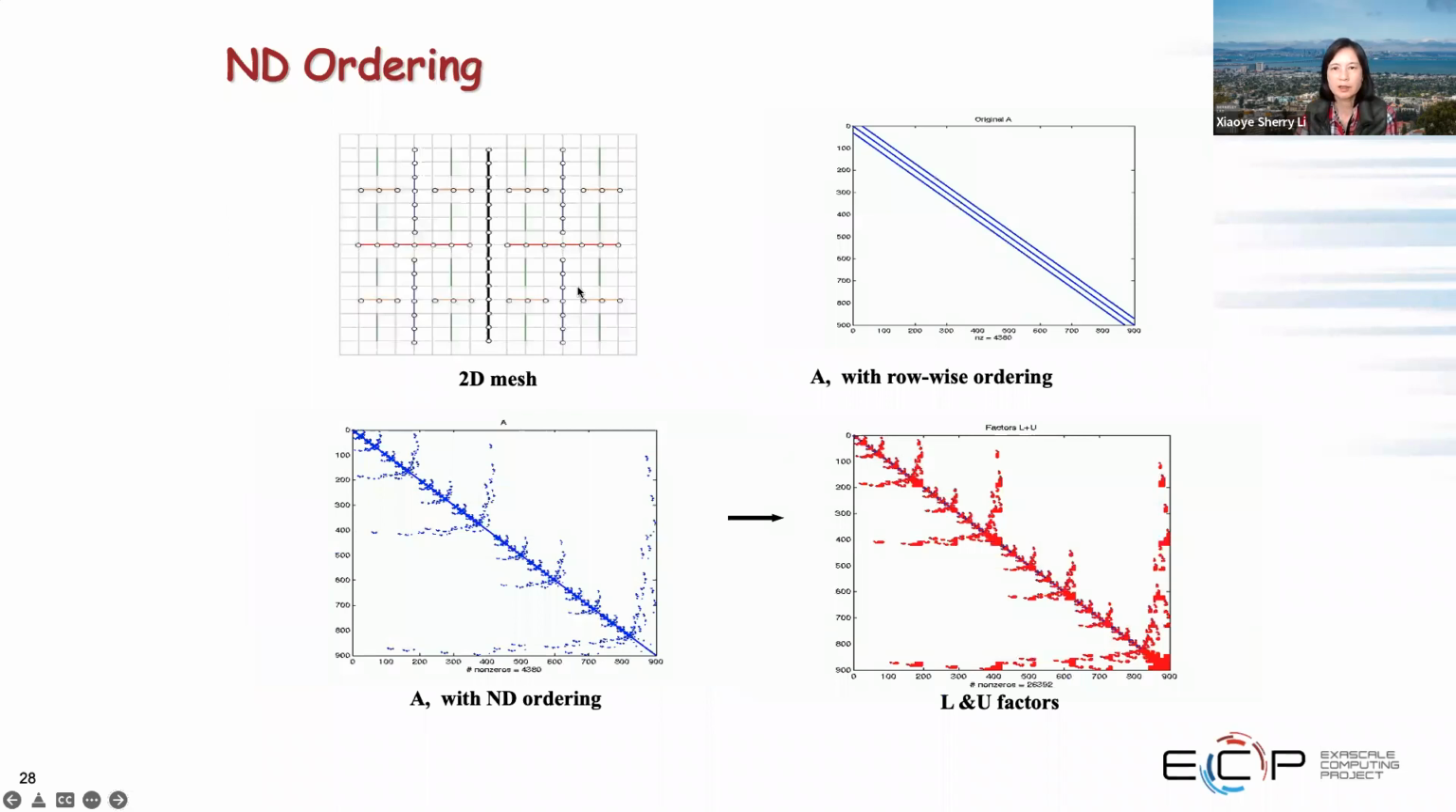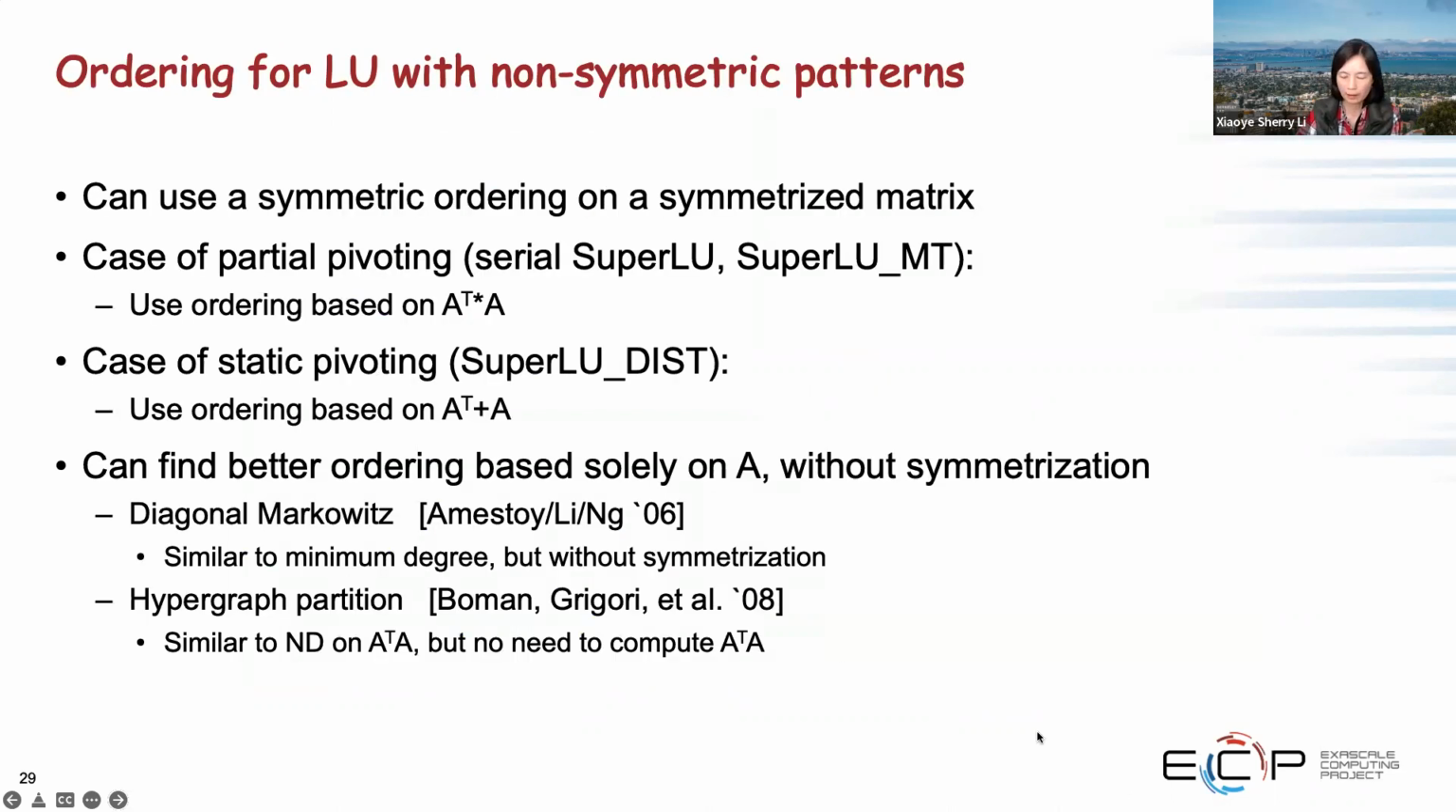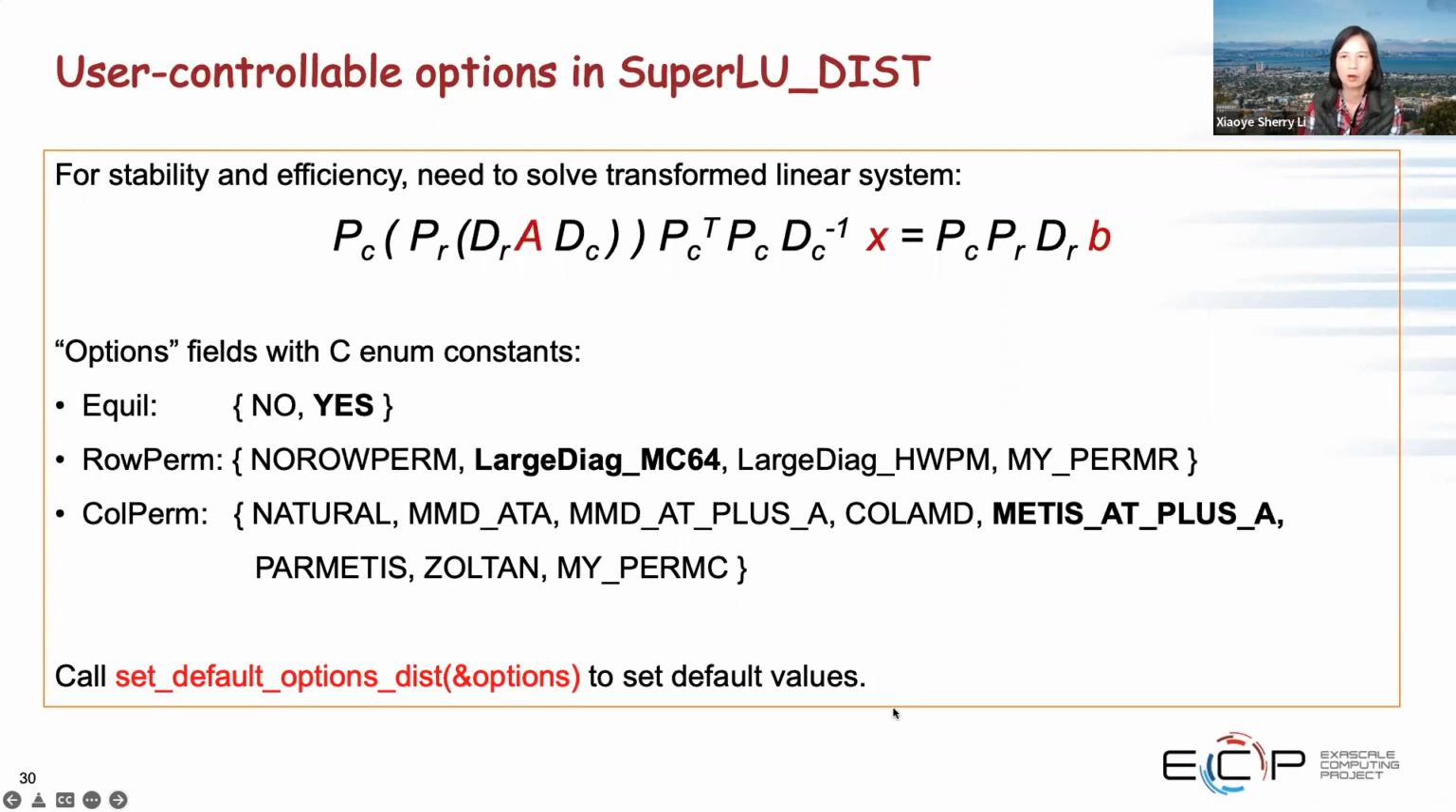And then you can see the nested dissection ordering. This is basically the picture of the original matrix A in banded form. And if you use the nested dissection ordering, the original matrix A looks like this. And the fill is restricted within the separator part. The red ones are the fill. All right, so I'm going to skip how you do ordering for LU with non-symmetric patterns, especially if you do partial pivoting. There are some techniques for that. You can probably read them yourself.